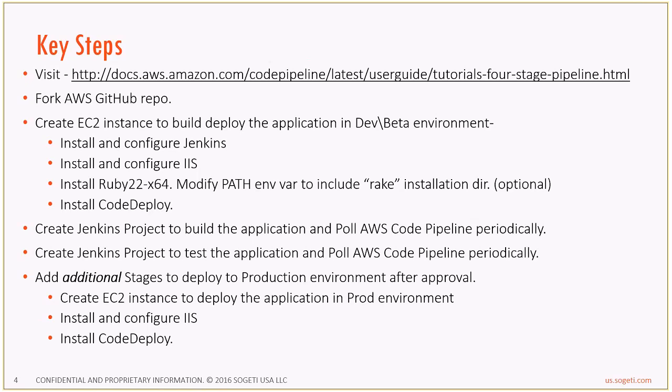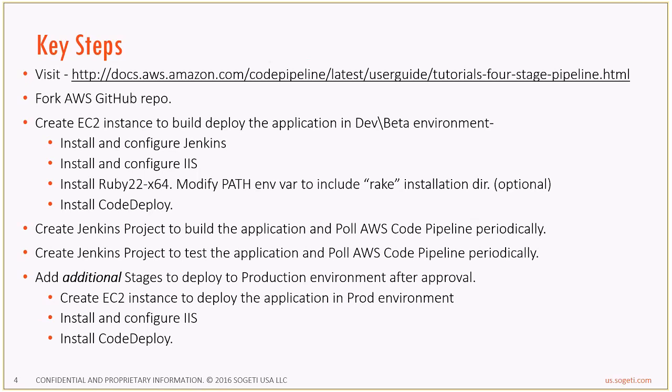For this particular tutorial, again, we have created an EC2 instance to build and deploy this application in dev and beta environment. And on this particular EC2 instance, we have installed and configured Jenkins, we have installed and configured IIS, we have installed Ruby, and the version of Ruby that we are using for this tutorial is version 2.2.2, which is a 64-bit version. And we have also installed CodeDeploy on our EC2 instance.